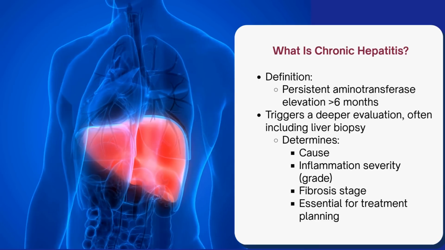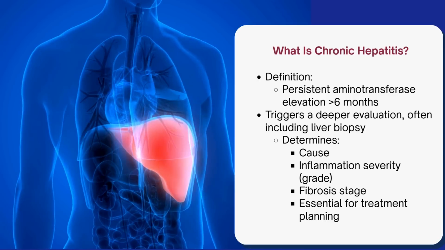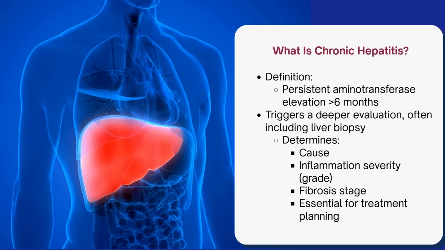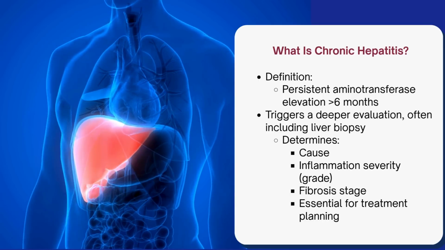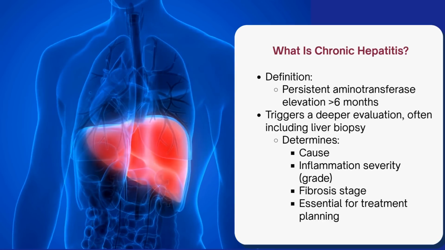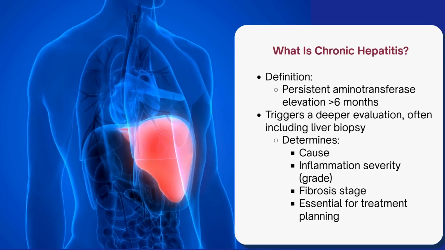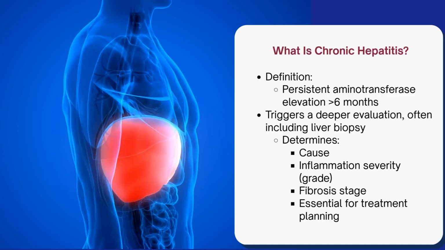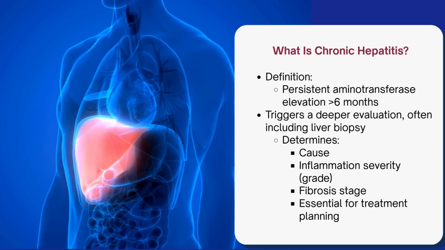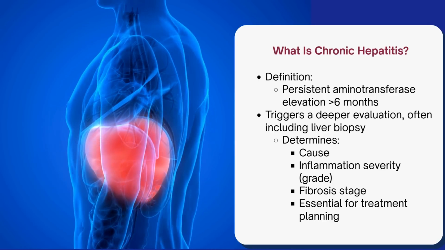So, what exactly is chronic hepatitis? The defining feature is a persistent elevation in liver enzymes, particularly aminotransferases, for more than 6 months. That signals the need for thorough investigation. Liver biopsy can be incredibly valuable here. It helps determine not just the cause, but also the severity of inflammation and the stage of fibrosis. This insight is vital to choosing the right treatment.